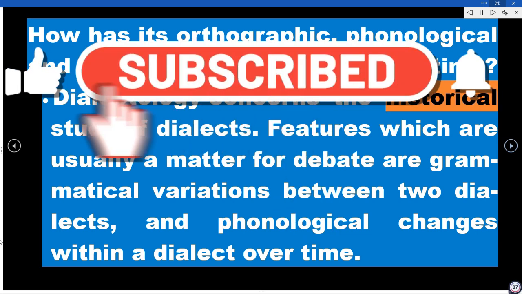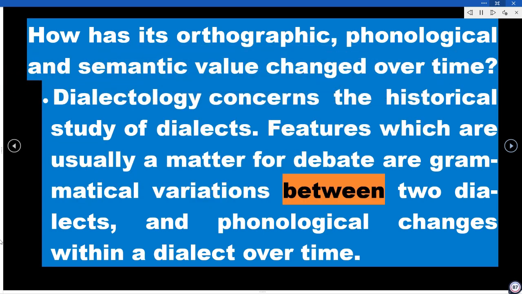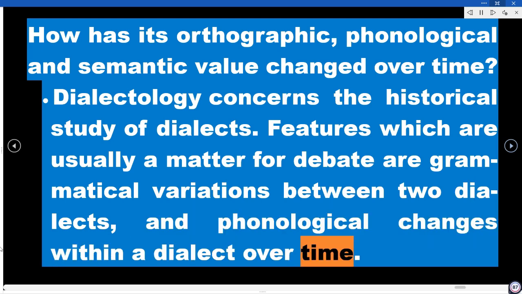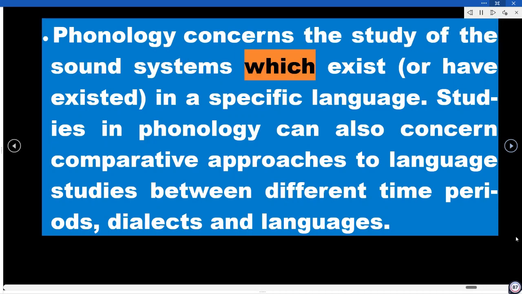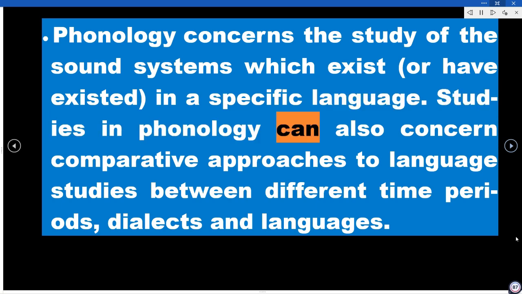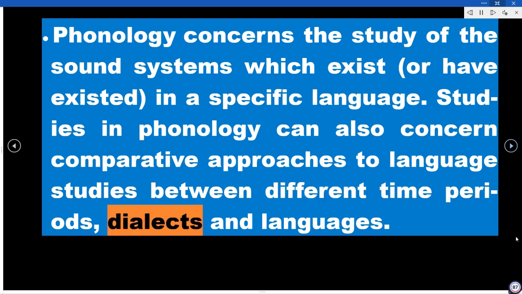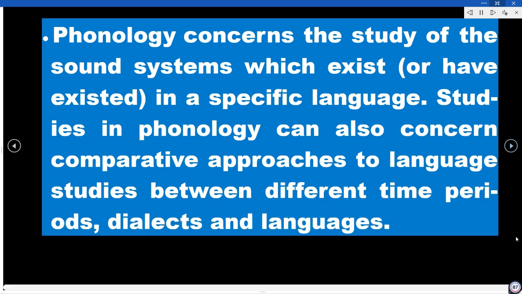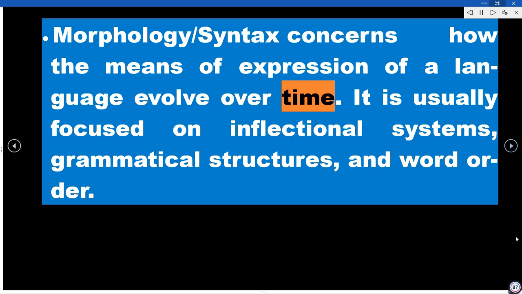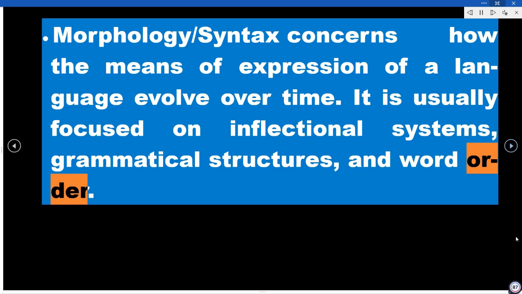Dialectology concerns the historical study of dialects. Features which are usually a matter for debate are grammatical variations between two dialects, and phonological changes within a dialect over time. Phonology concerns the study of the sound systems which exist, or have existed, in a specific language. Studies in phonology can also concern comparative approaches to language studies between different time periods, dialects, and languages. Morphology and syntax concerns how the means of expression of a language evolve over time. It is usually focused on inflectional systems, grammatical structures, and word order.